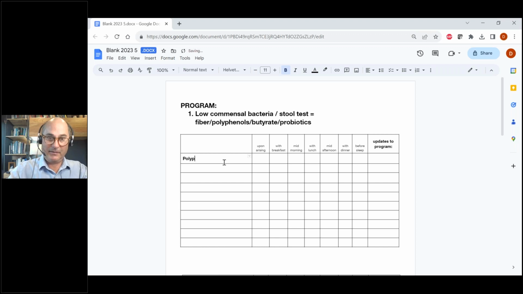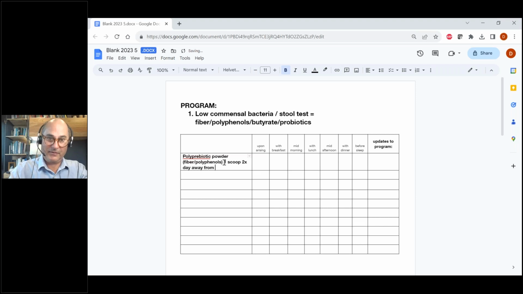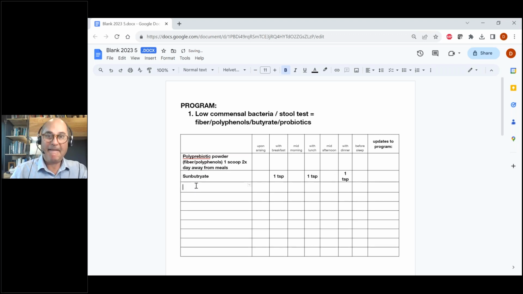So I'll put that here. And let's just say what's in there: fiber and polyphenols, in case you want to use something else. That would be 1 scoop 2 times a day away from meals. And then the butyrate, that's again replacing what's missing from their microbiome being screwed up. Butyrate is quite an amazing product. And then you could use a probiotic, but let's say we don't.